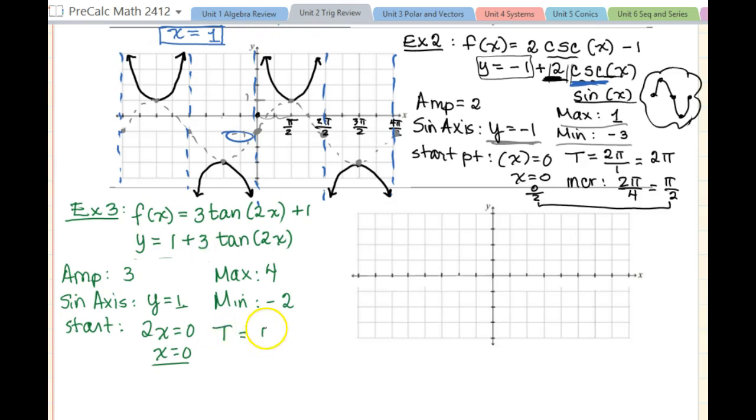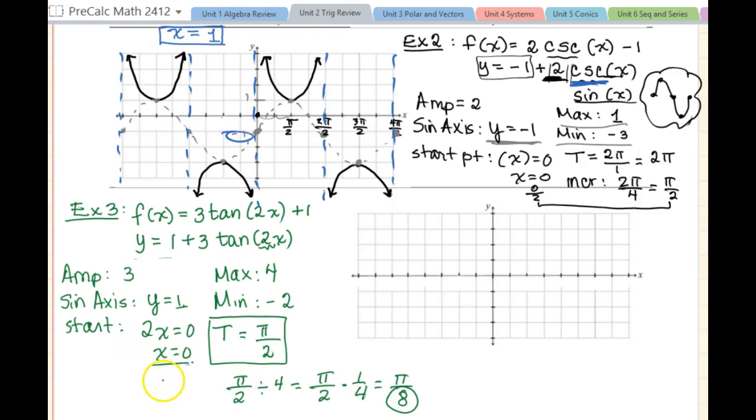Remember, this is tangent, so I'm going to keep pi there. And then whatever's in front of the x is what we're dividing by. So we find that our period is pi over 2. And again, I'm going to take that pi over 2 and divide it by 4. That's pi over 2 times 1/4, which is pi over 8. I want the starting point, which is 0, to have the same denominator as our increments, so that's the same as 0 over 8, or 0 pi over 8.